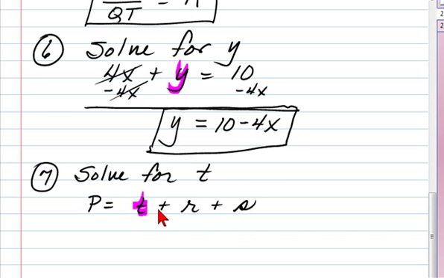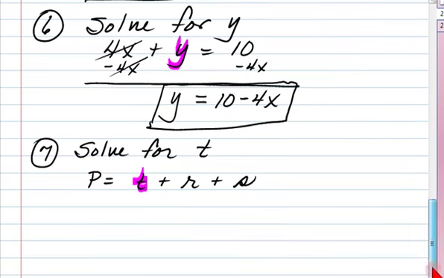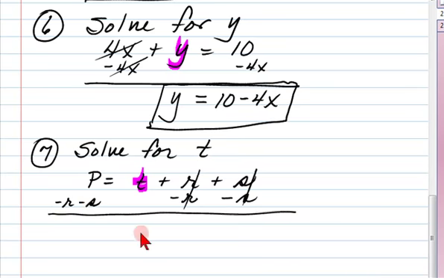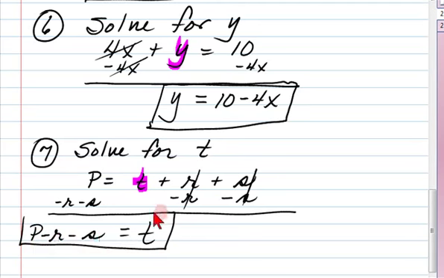Addition. And what's the inverse? Subtraction. So I'm going to subtract R, and because we're pretty good, I'm going to subtract S in the same step. That will make them go away. But if I did it to the right side, I have to do it to the left side. On the right side, all I have is a T. On the left side, what do I have? P minus R minus S. The formula has been rewritten so that now it's solved for letter T.